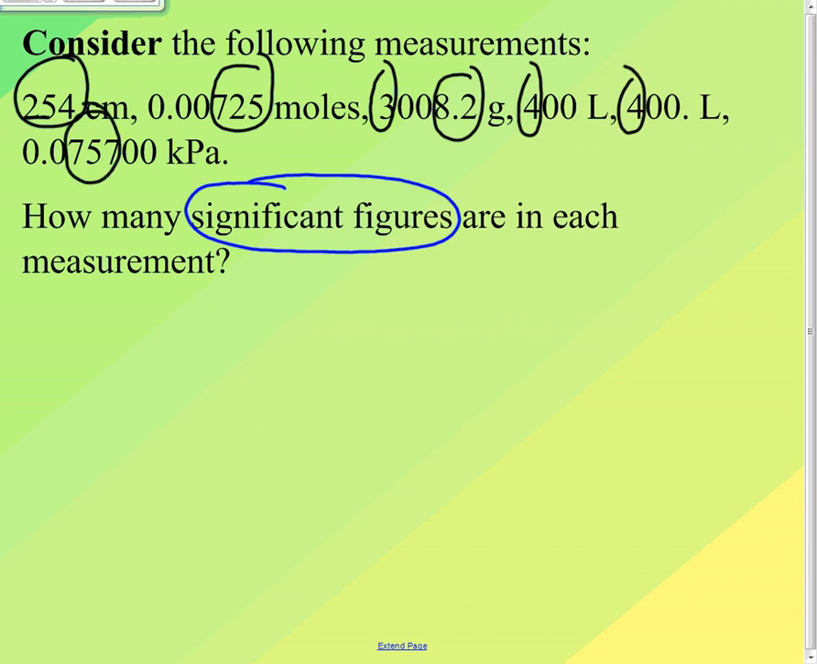Okay, now in my first question, I have 254 centimeters. How many digits do I have? I have 3. How many non-zeros do I have? 3. How many sig figs do I have then? I have 3 sig figs. Okay, good. Now we have to add some more rules.